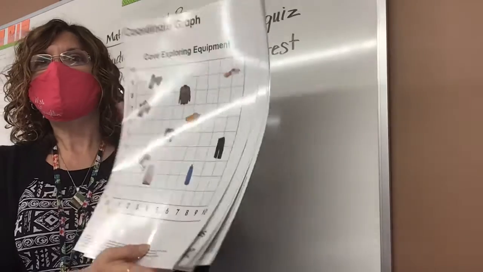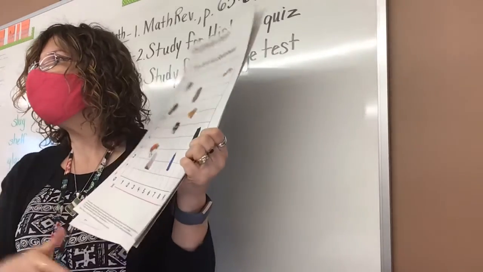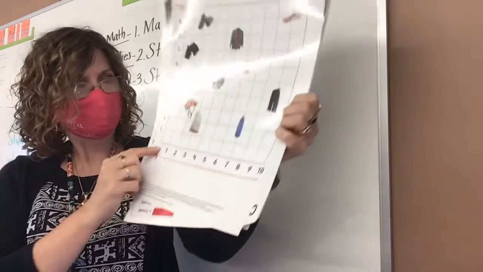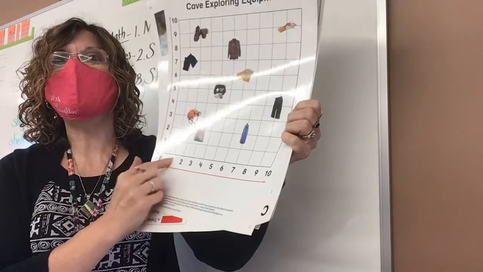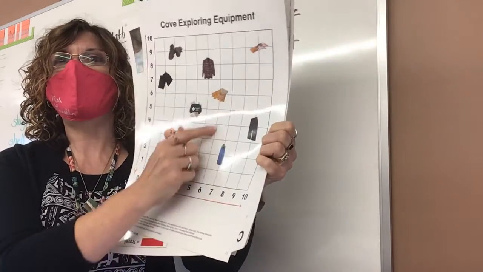So, sometimes you might have to count by 5s, sometimes you might have to count by 10s. Alright, and then yesterday, this one is a coordinate graph. And with that, you would make ordered pairs. And the first number is going across. You start at the 0 and you go across. And then with the second number, you go up.